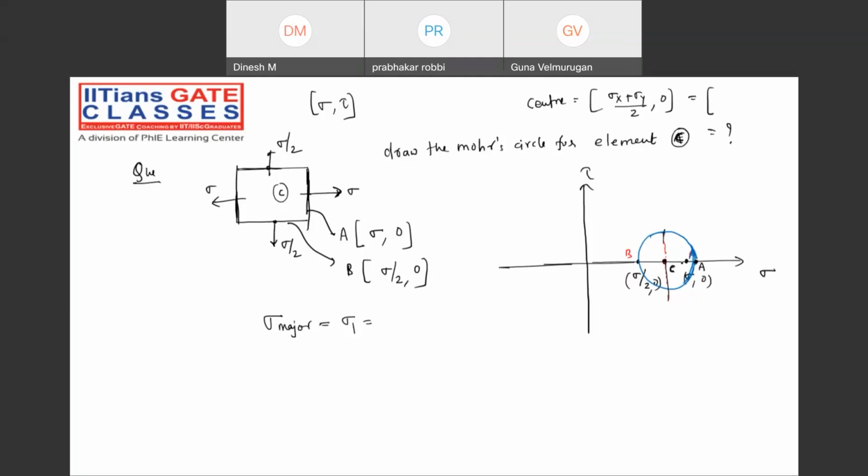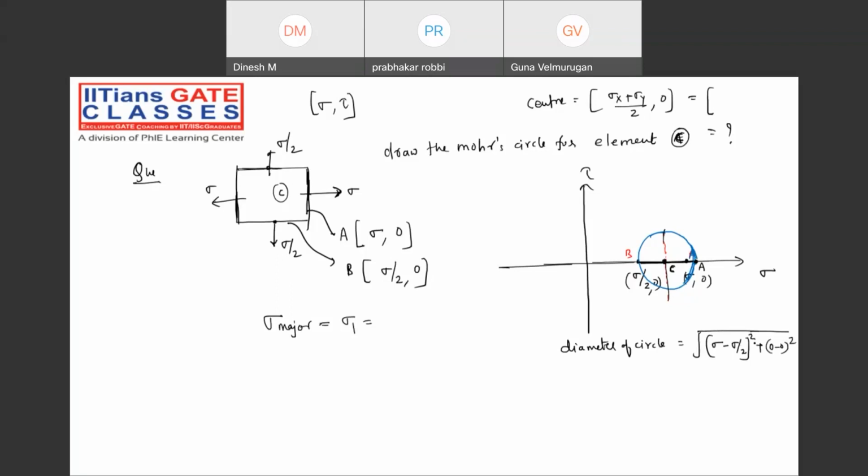What is the center value? First of all, find the distance. What is the diameter of the circle? The distance between A and B, right? Under root of (sigma minus sigma by 2) whole square plus (0 minus 0) whole square.